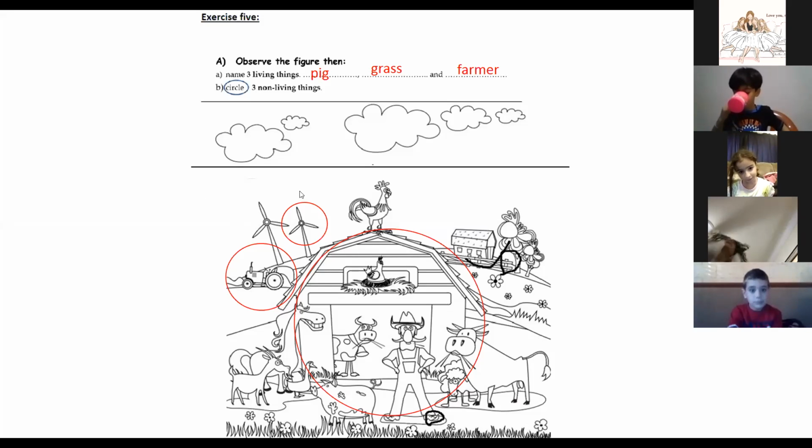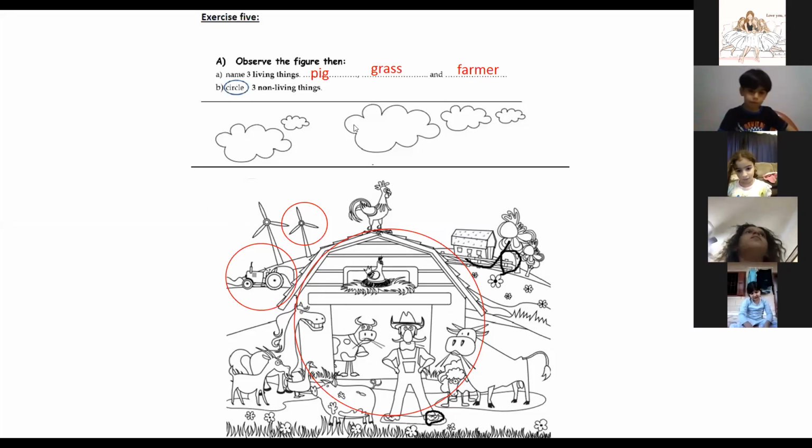And here I said circle three non-living things. I circled the mill, the truck, and the farm, the barn, okay? You can circle something else. Aline, what did you circle? You can circle, let's say, the hat. You can circle.